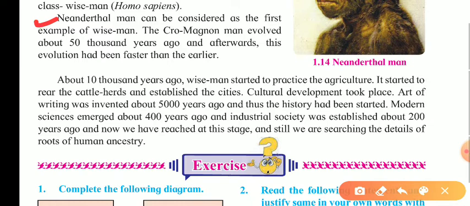The Cro-Magnon man evolved about 50,000 years ago, and afterward evolution has been faster than earlier, meaning the rate of evolution was much faster as compared to before. About 10,000 years ago, wise men started to practice agriculture, so they started farming. Then the art of writing was invented about 5,000 years ago, and history began. Modern sciences emerged about 400 years ago, and industrial society was established about 200 years ago.